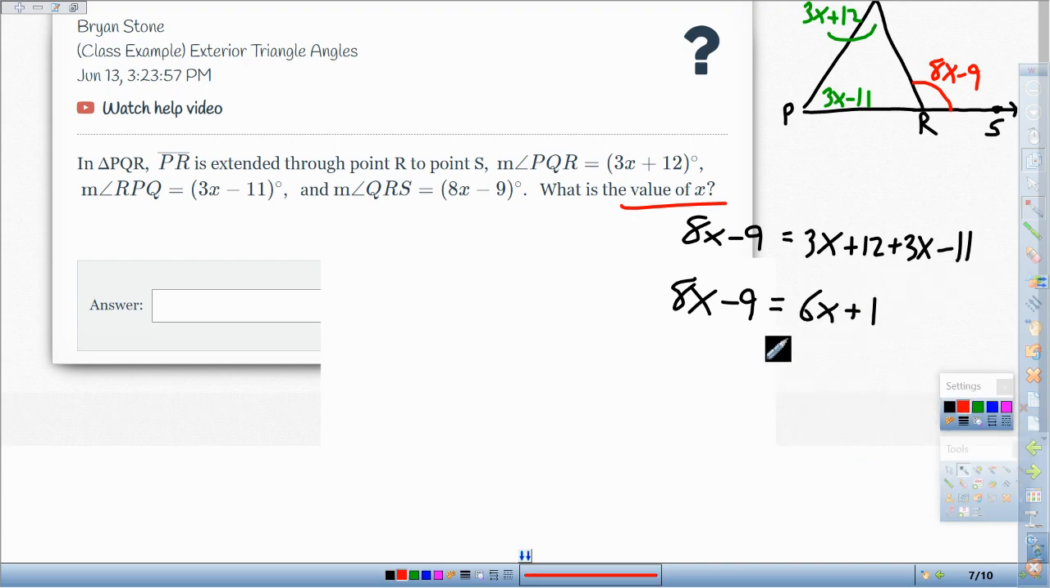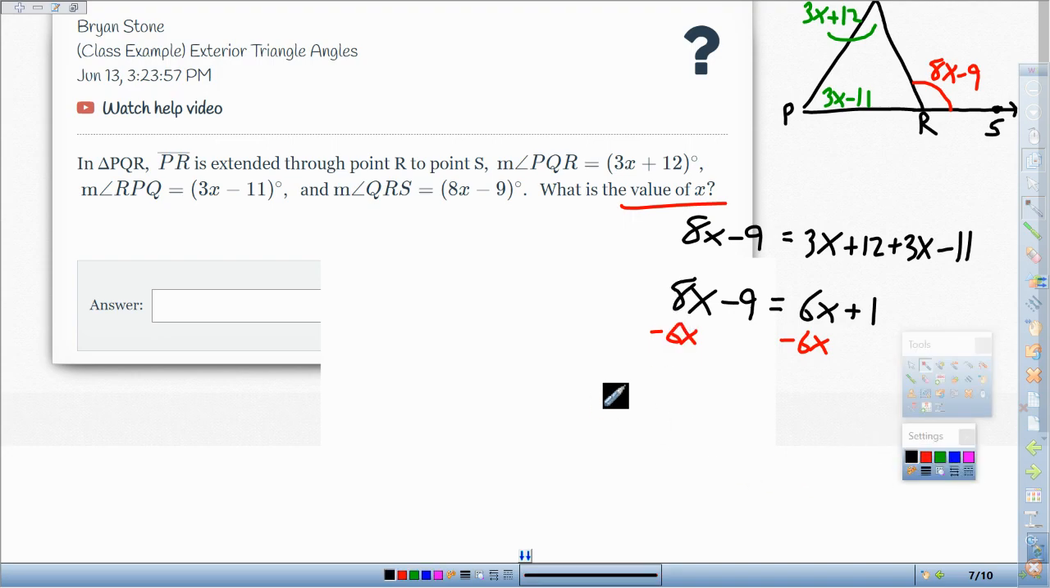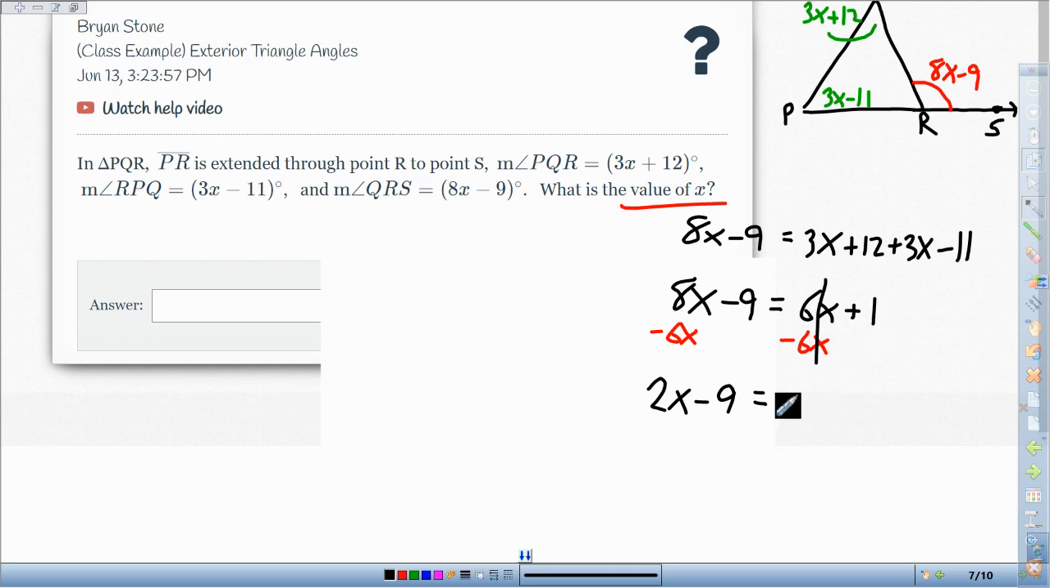Okay, from here, now I have variables on both sides. I'm going to get them to the same side. I'm going to choose to move the 6x because I can see that's going to give me a positive number. So I got a 2x on the left, bringing down the minus 9. On the right, I got that positive 1.